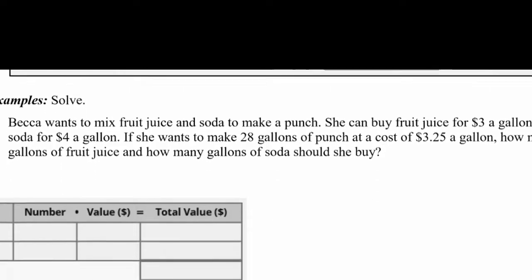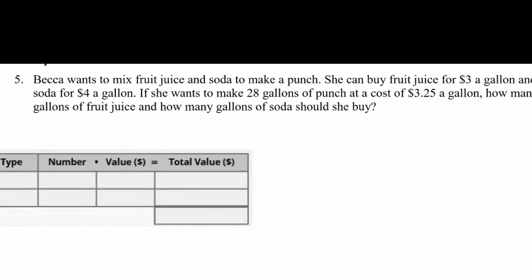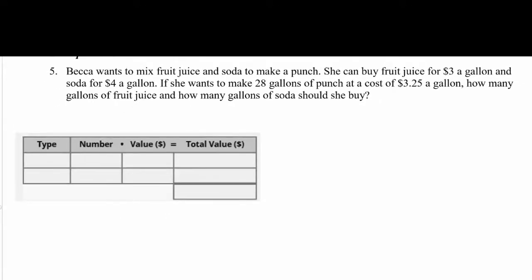Let's take a look at the first example, which is this one. It says Becca wants to mix fruit juice and soda to make a punch. She can buy fruit juice for $3 a gallon and soda for $4 a gallon. If she wants to make 28 gallons of punch at a cost of $3.25 a gallon, how many gallons of fruit juice and how many gallons of soda should she buy?